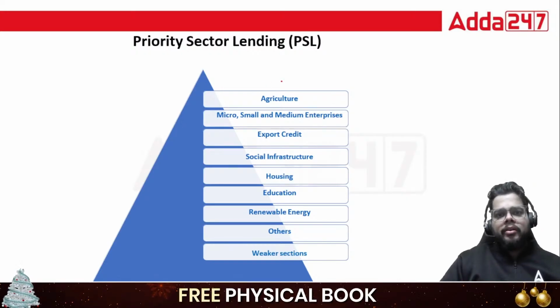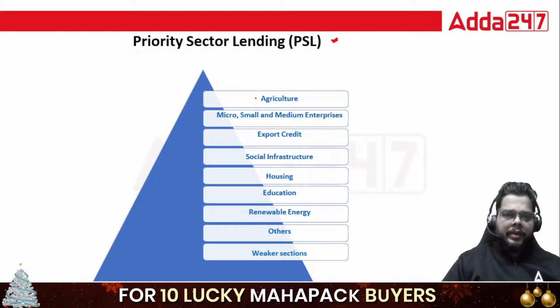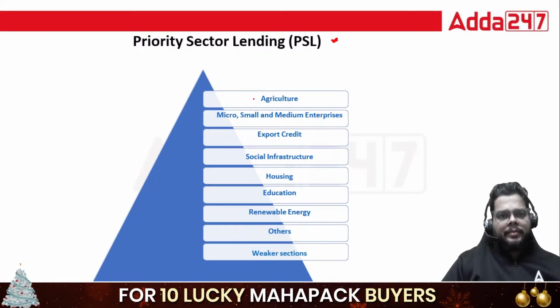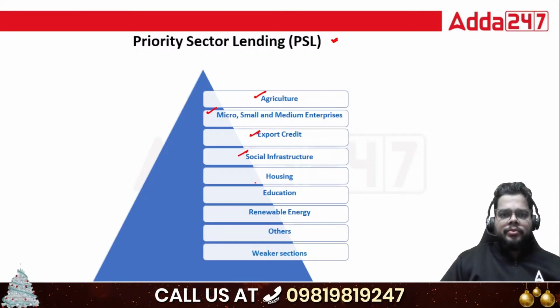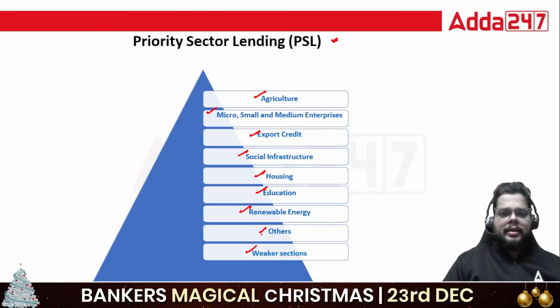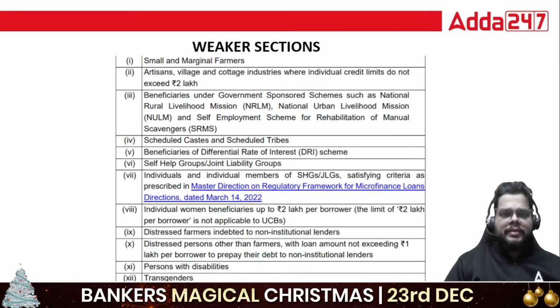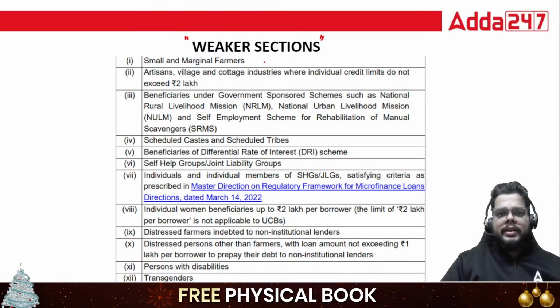So PSL norms, we will be learning about them, but first of all, let's go through the important sectors under the priority sector. So agriculture, MSME, export credit, social infra, housing, education, renewable energy, weaker sections, and other. These categories we have seen. And when we talk about the most important category, it is the weaker section.